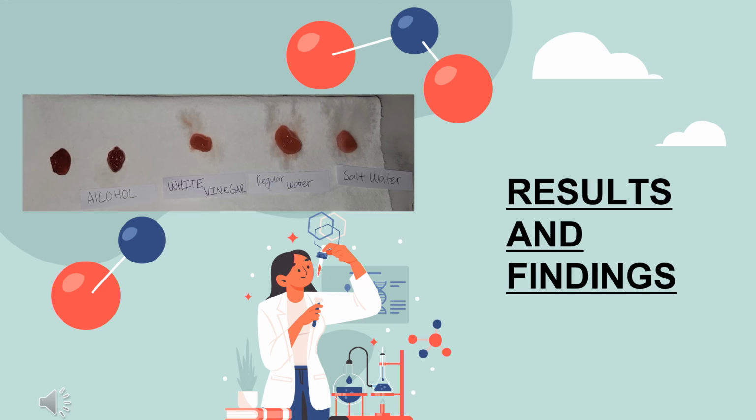So these were my results and findings. The gummy bear on the left is the control gummy bear. The one next to it is the gummy bear that I used for alcohol. The others are white vinegar, regular water, and salt water. When I picked up the gummy bears and put them on the paper towel, they were all slimy to the touch except the alcohol one. I was actually surprised with my results. I did not expect the alcohol one to look so similar to the control one. And of course the regular water had the most increase in mass.